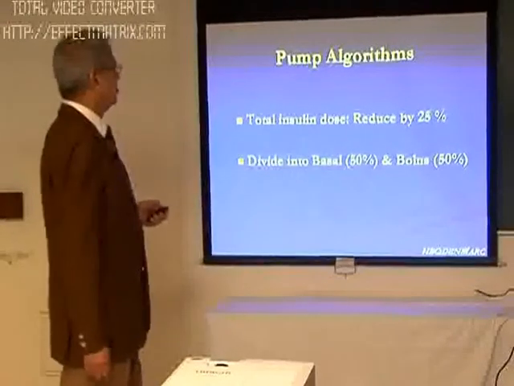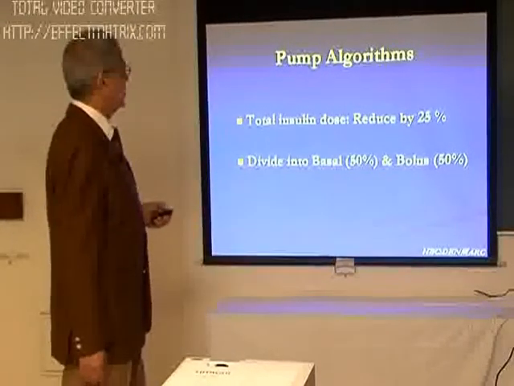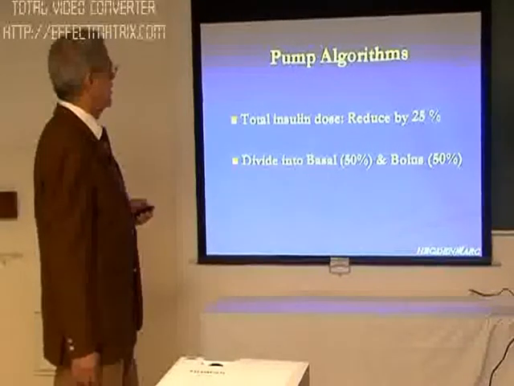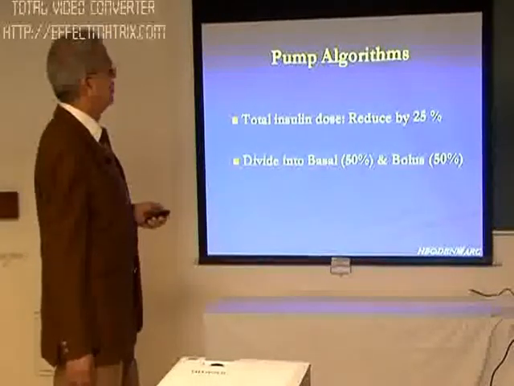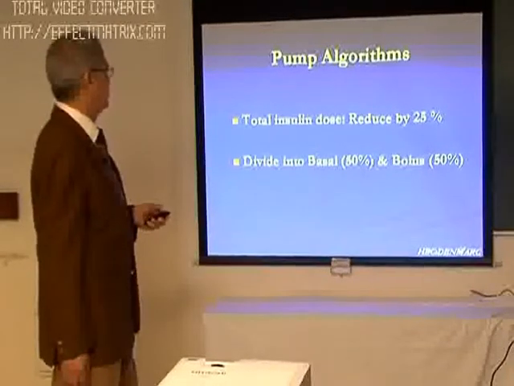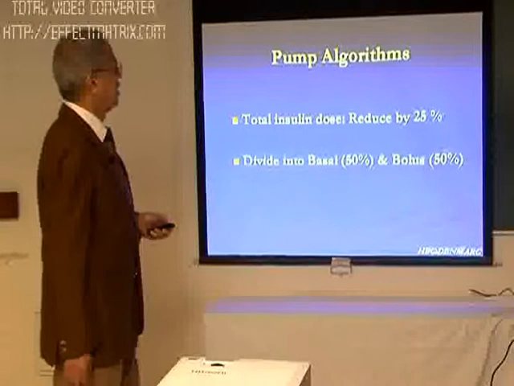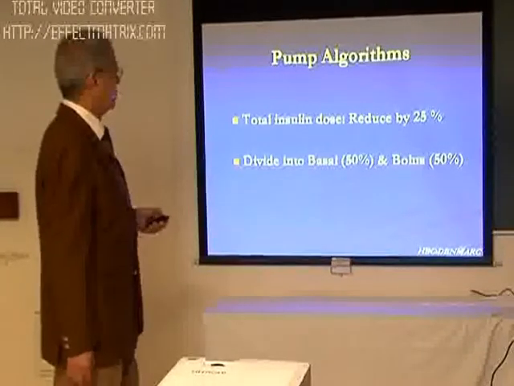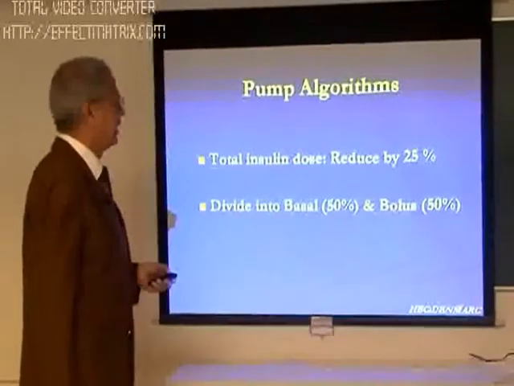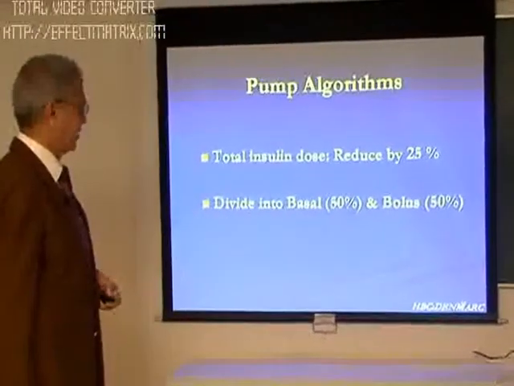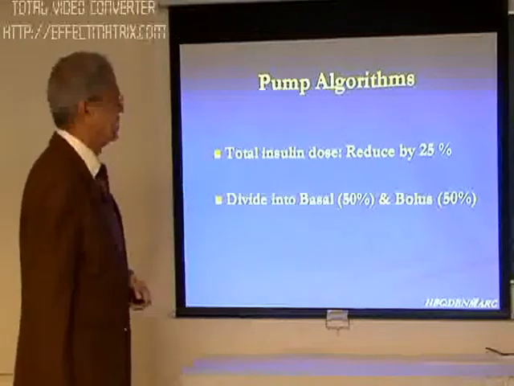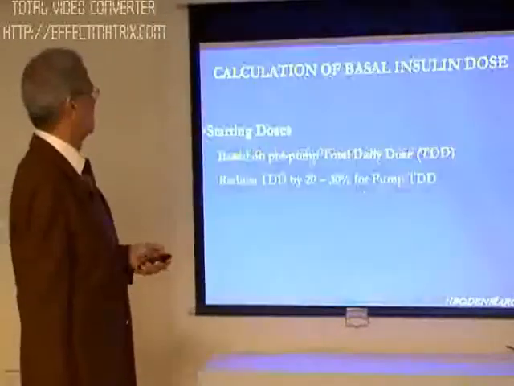Now what you do really is you look at the patient's total insulin dose. For example, let us say somebody took 100 units, then you reduce it by 25%, so the patient should really get 75 units on pump, and you divide that into two parts. Half of the requirement for basal purposes, half of the requirement for meal related or what we call bolus purposes. So about 37.5 units here and 37.5 units here in this instance.